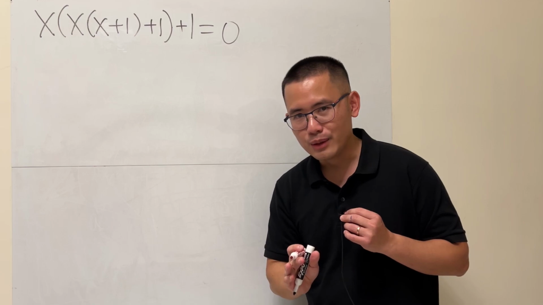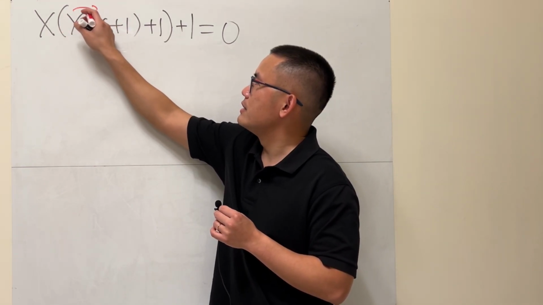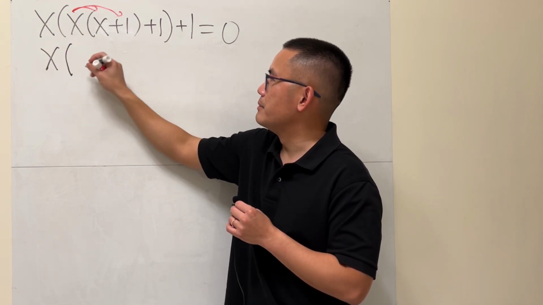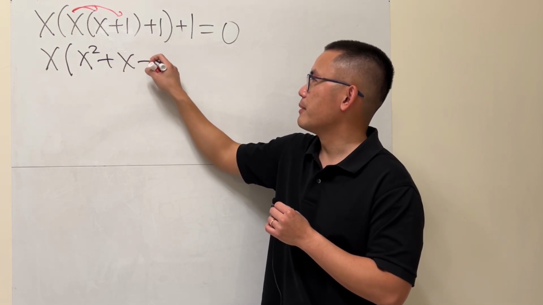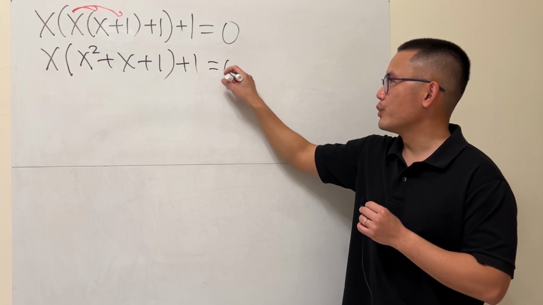So inside out. Here we have this parentheses with x in front. So just distribute this x first. So we have x times this is x squared. This times this is just x. And then we have the plus 1 like this. And then we have the plus 1, and that's equal to 0.